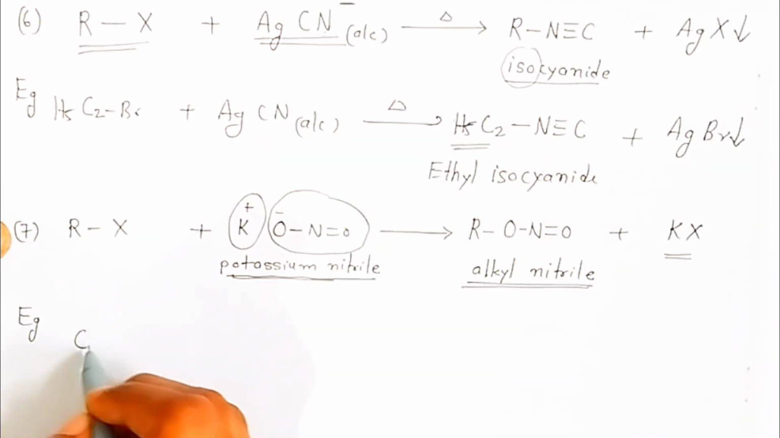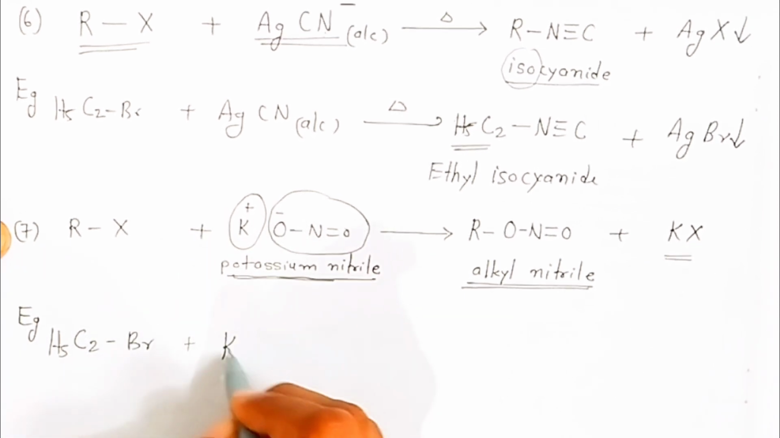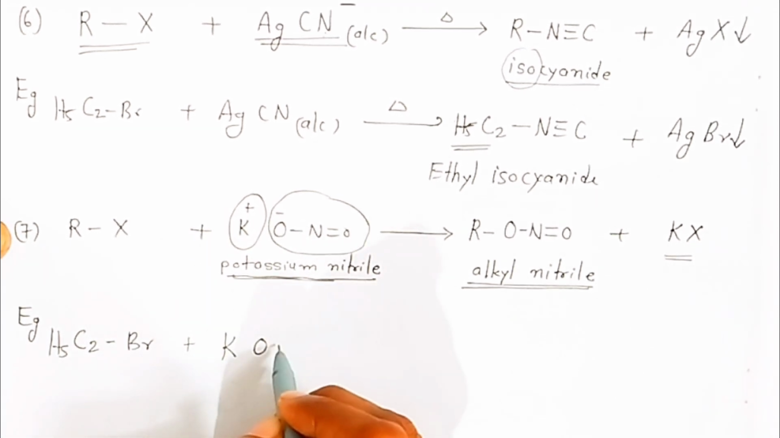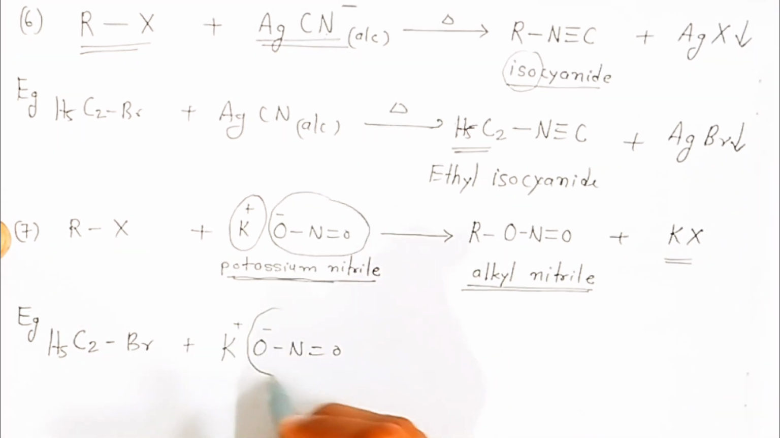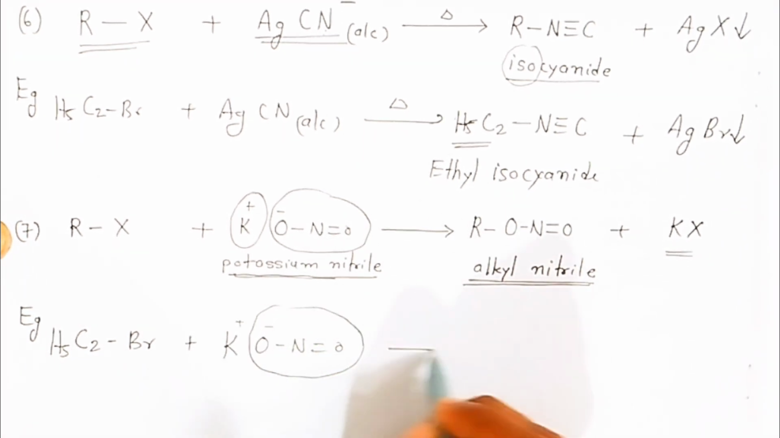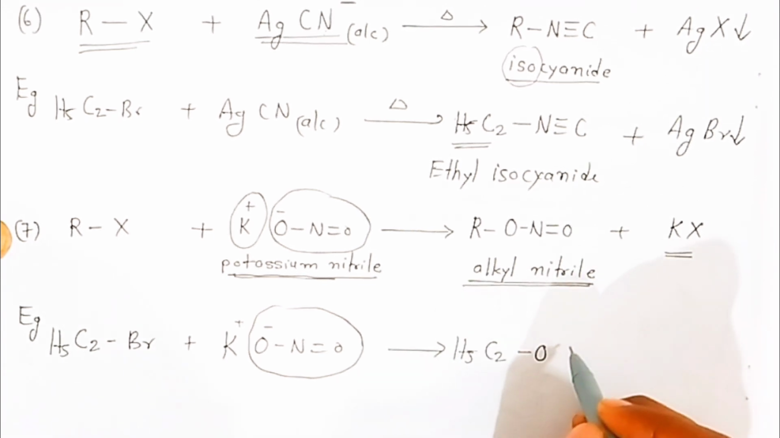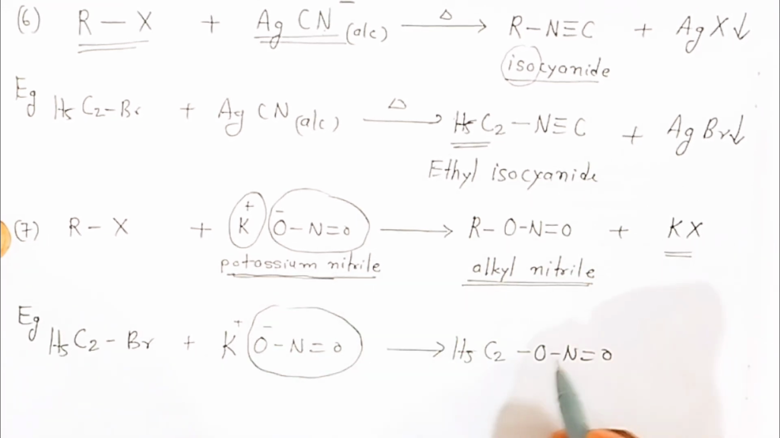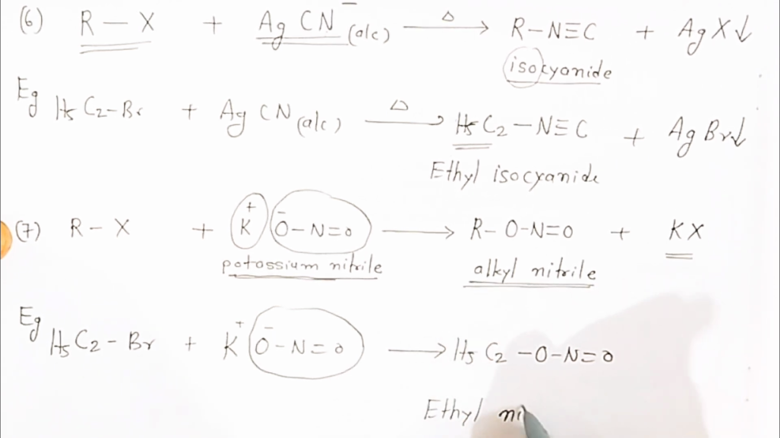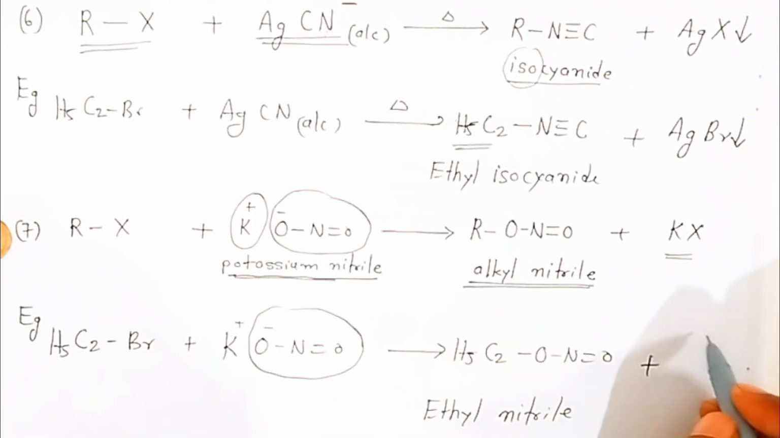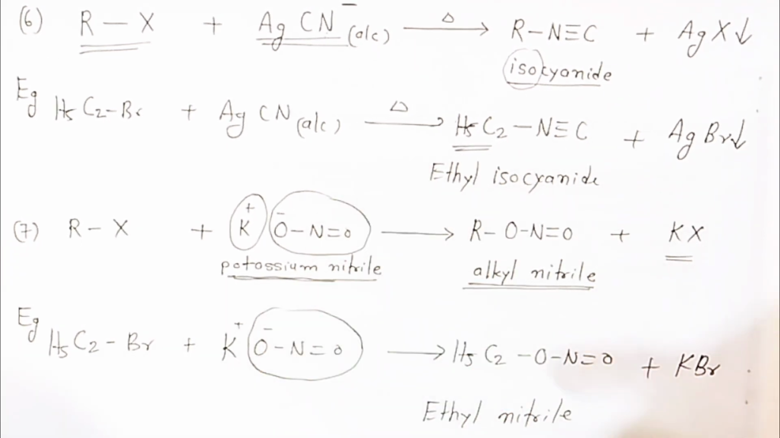Say for example, students, here C2H5 ethyl bromide reacts with potassium nitrite, like this. Here the oxygen has a negative charge, so this will be the nucleophile, and it will form C2H5ONO. This is the ethyl nitrite. There is a formation of ethyl nitrite, and there is a formation of KBr. So this way, students, we have seen the 7th reaction in nucleophilic substitution reaction.